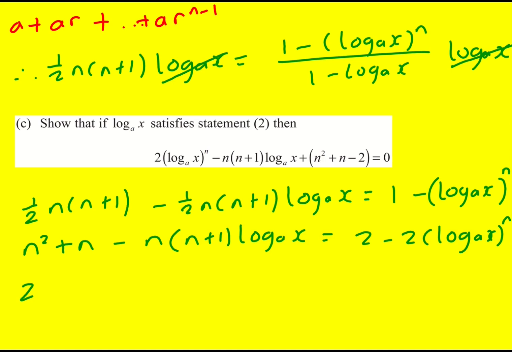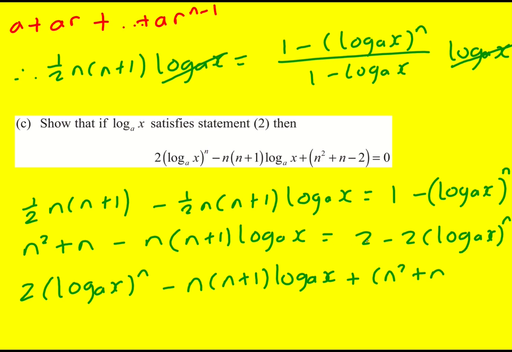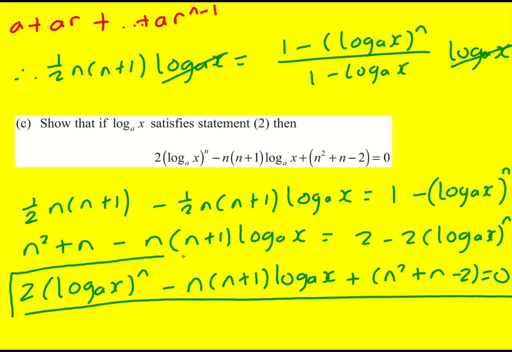And therefore, if I get it all on the left, so I've got 2 log to base a of x to the n minus n plus 1 log to base a of x plus n squared plus n, and now I can minus that 2 there, and we've got the result that we wanted. So remember, this is like a more general result of what I had with the n equals 3. Really nice solution. Well done.